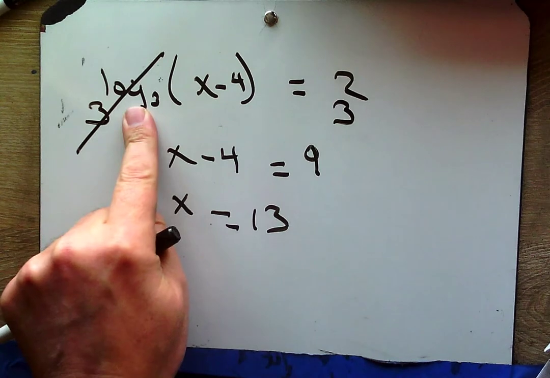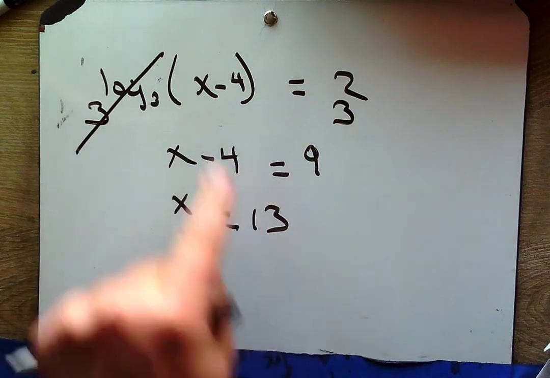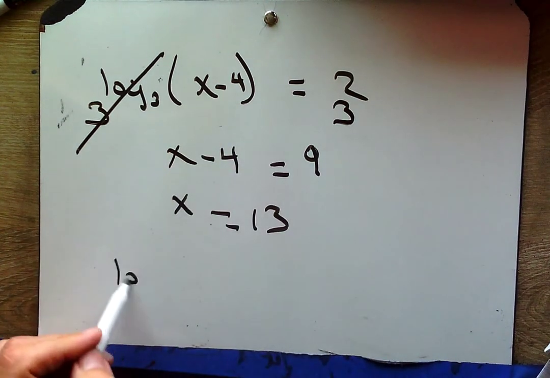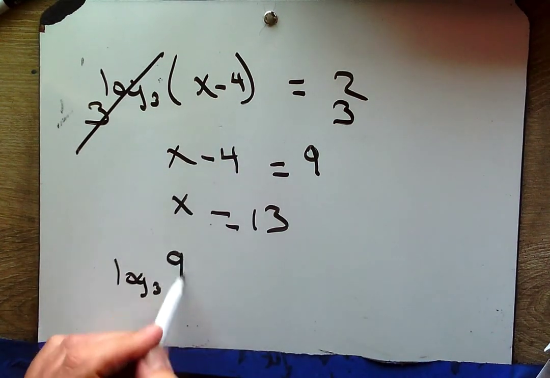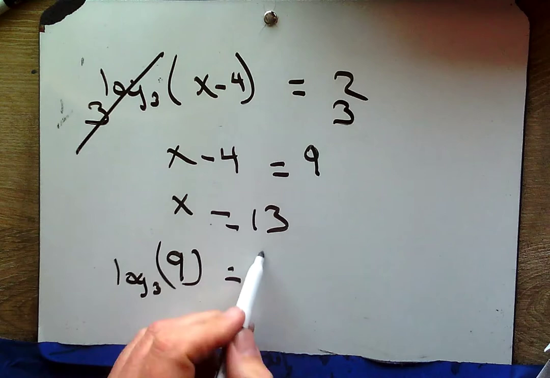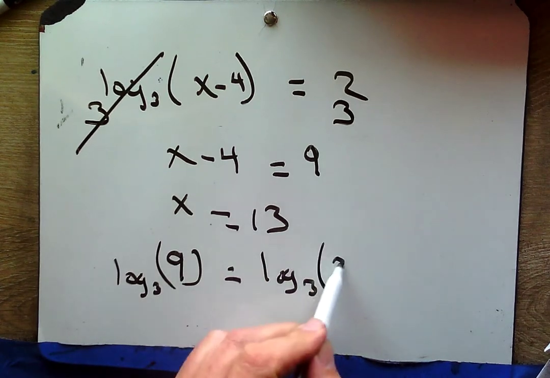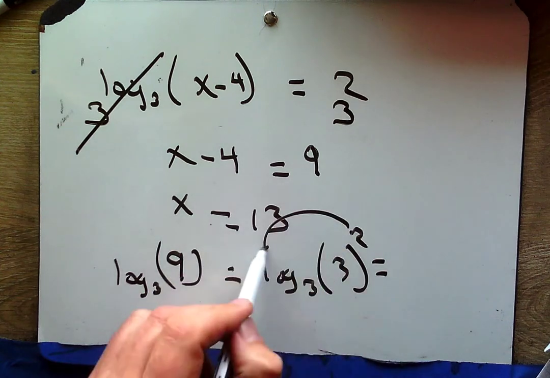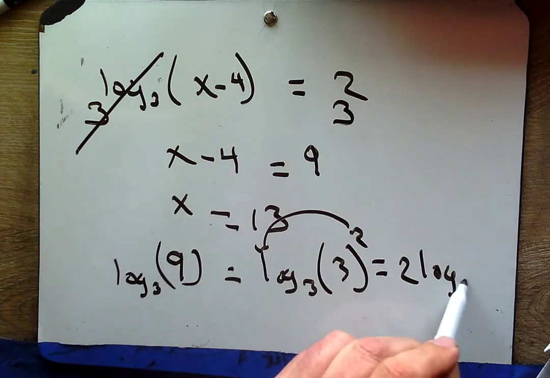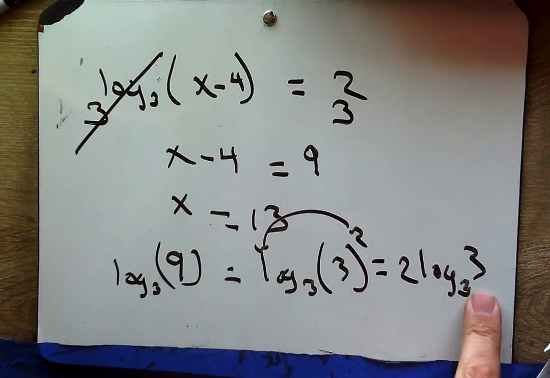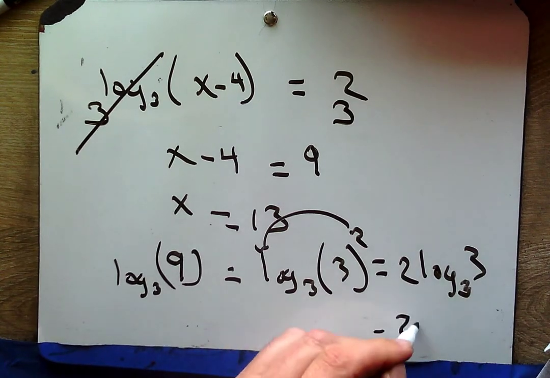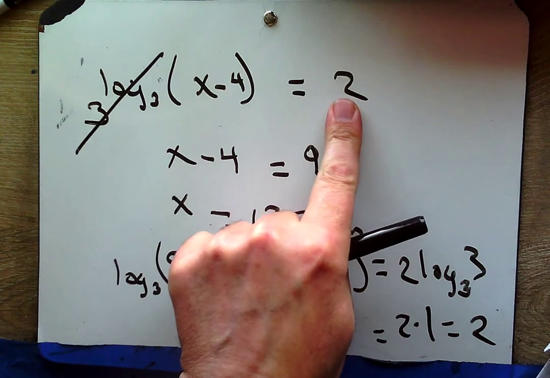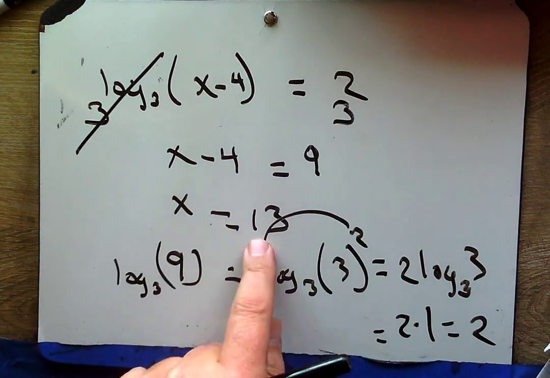Since this is a log equation, this is must check. I plug that in. 13 minus 4 is 9. Log base 3 of 9. Well, isn't that the same as log base 3 of 3 squared? And then I use that power rule to bring down that 2. And what's log base 3 of 3? Right, it's 1. And so I get that same 2 that's over there when I plug in x equals 13.